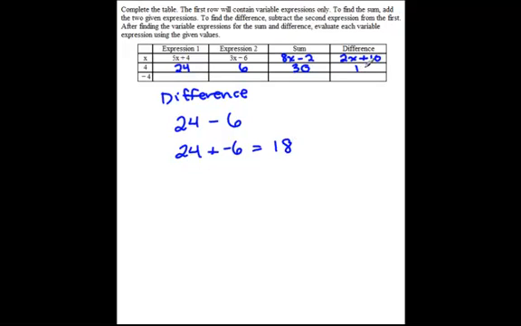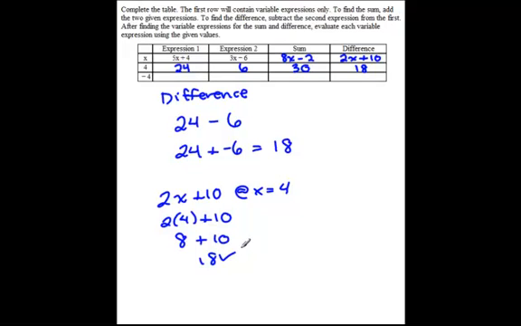And that's the difference. The other way you can find the difference is to take this polynomial and evaluate it at x equals 4. So 2x plus 10 evaluated at x equals 4. 2 times in parentheses 4 plus 10. Following order of operations, we're going to multiply first to get 8, bring down the plus and the 10, and then we'll add to get 18. Two different ways to find the difference.